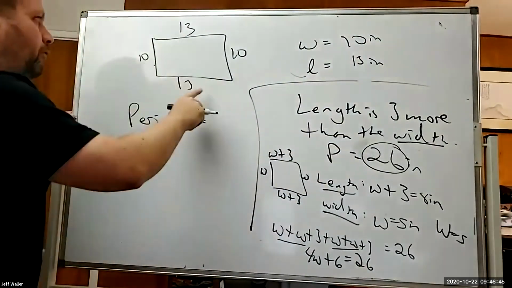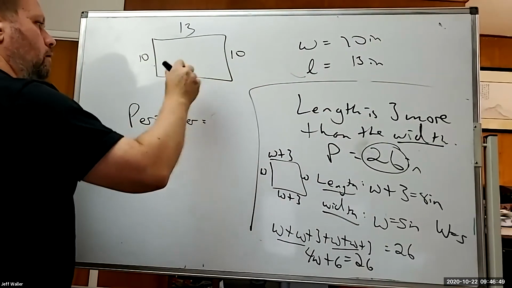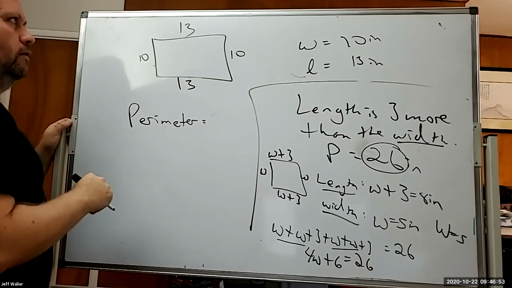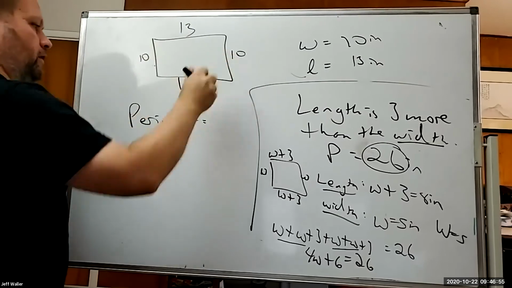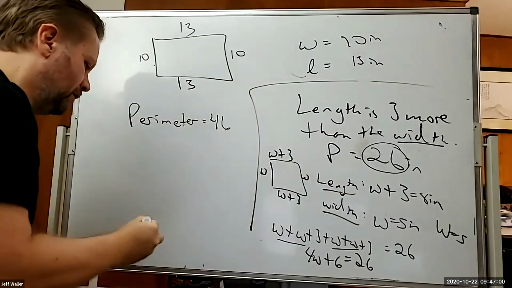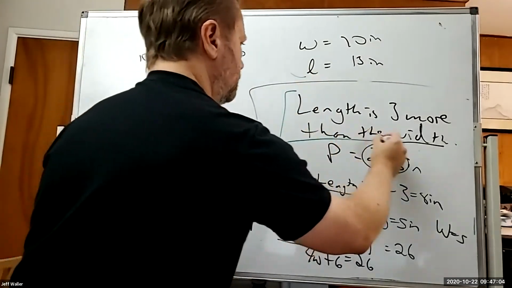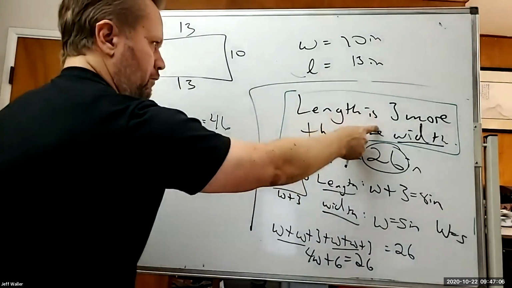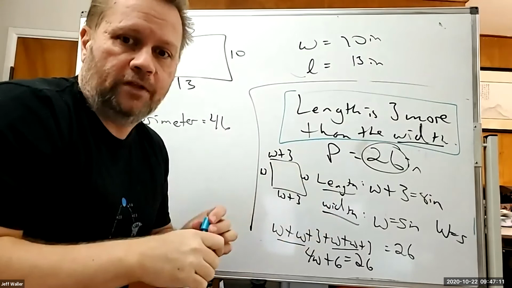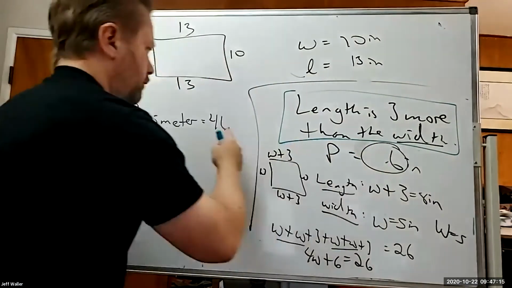But now what's the perimeter of this thing? 46. Yes, 26, 36, 46. So this is still true, right? I made sure this was still true because it's still 3 more than the width. I just started with a different number for the width. So now this is going to have to be 46.